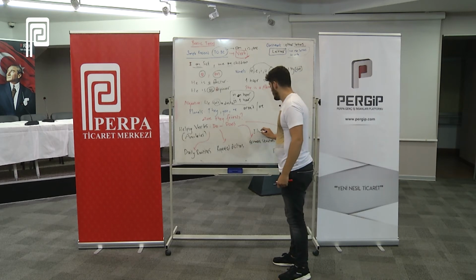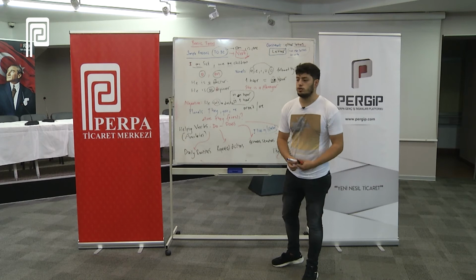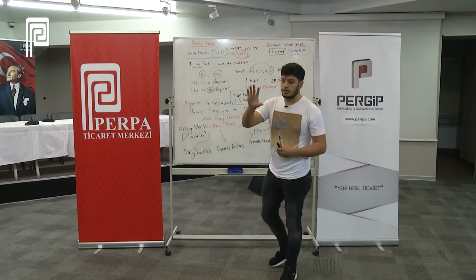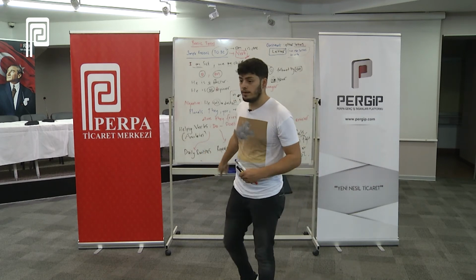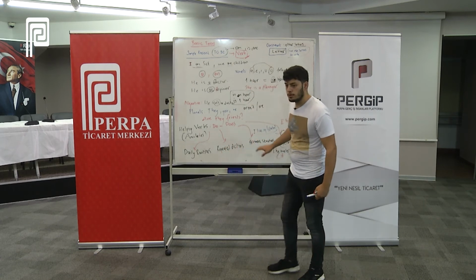To say, this is Istanbul. I live in Istanbul. So you say I live in Istanbul. This is a permanent situation. Maybe 2 years, 5 years, you live here. Okay? Very important. Okay, permanent situation.